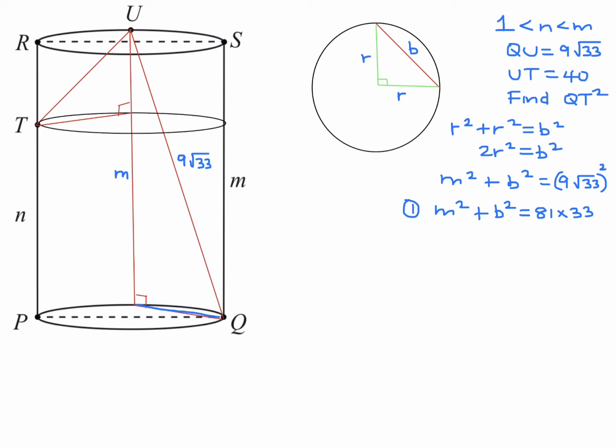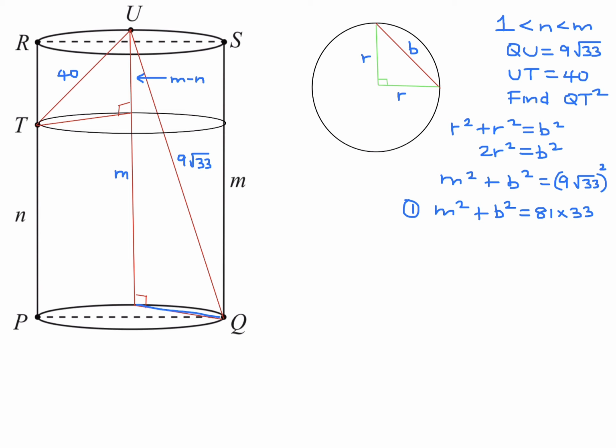This UT they have given me is 40. And then from here to here, that is going to be m minus n. So m minus n, the distance from here to here. But what is this now? Well, it's the same thing as what we did over here. The only difference is that now it's on the other side.